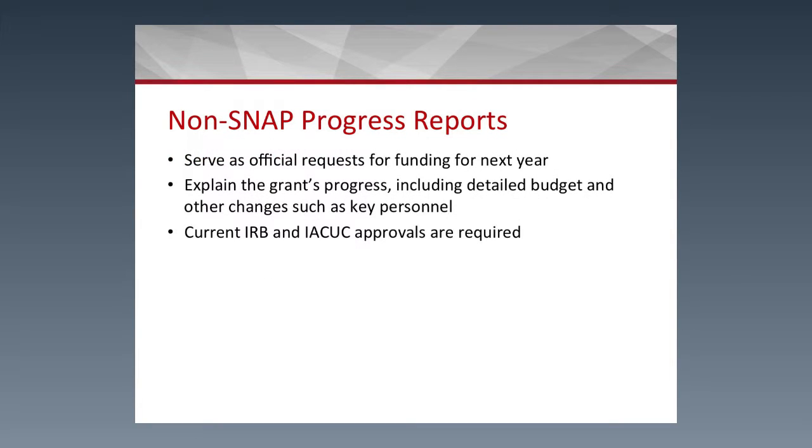For the non-SNAP progress report, you are required to submit a detailed budget request for the next year of funding. You also have to submit your IRB and IACUC approvals each year in order for your award to be released.